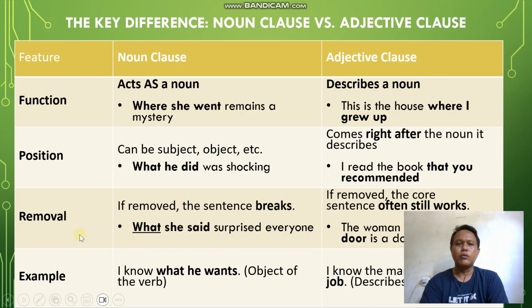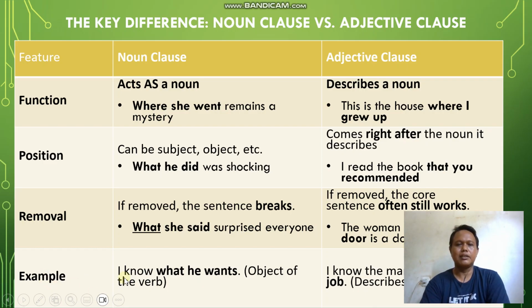Adjective clause. When we remove an adjective clause from a sentence, the core sentence often still works. We can still understand the meaning of the sentence even when the adjective clause is removed. For example, the woman who lives next door is a doctor. When we remove who lives next door, the sentence becomes the woman is a doctor. Yes, we understand the meaning: the profession of the woman is a doctor.